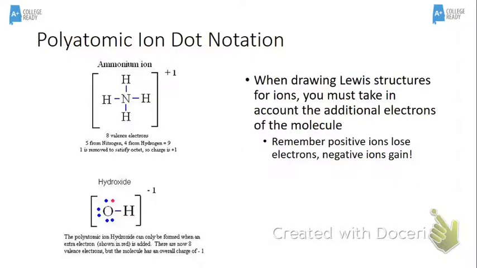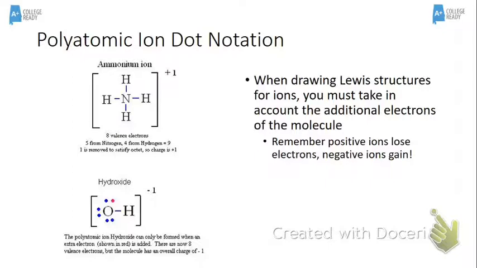So when we're drawing Lewis structures for polyatomic ions, it's the same process as what we did before. The only difference, 2 differences. One is that we change the number of electrons. So this ammonium ion here has a 1+ charge. Since it has a 1+ charge, that means that it lost 1 electron. So that means that my total electron count needs to be 1 less than what it would typically be.